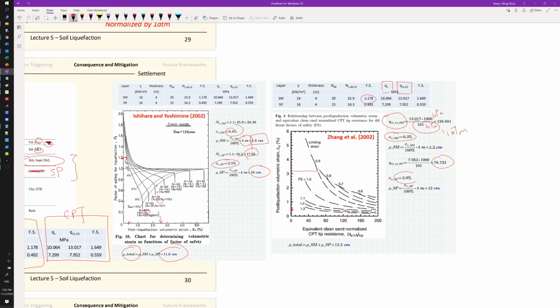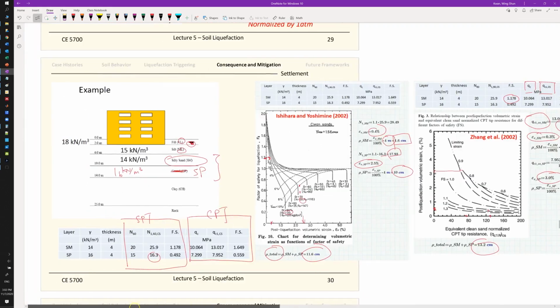So we know the volumetric strain is 3%, and then times the thickness of your layers, we get the expected settlement. So using the CPT method, we expect the settlement to be about 13.2 centimeters. So this is a very quick analytical approach to find out the settlements. And pretty much this is just for free field. Sorry, the buildings there are misleading. This is a free field condition.